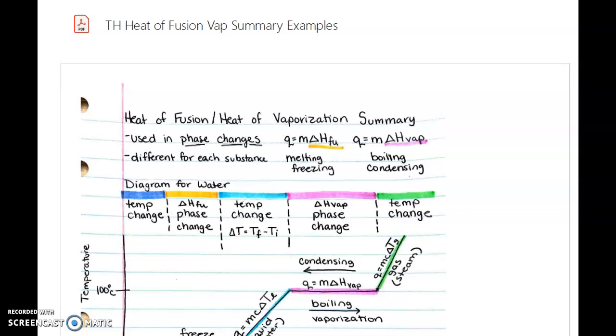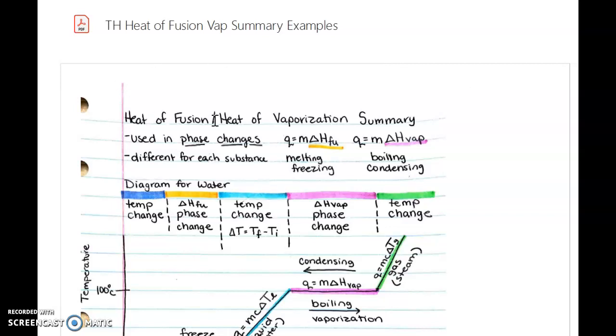Hello everyone, this is Miss Salter and I am going to summarize heat of fusion and heat of vaporization and how to do combo problems with both phase changes and temperature changes following our phase diagram.